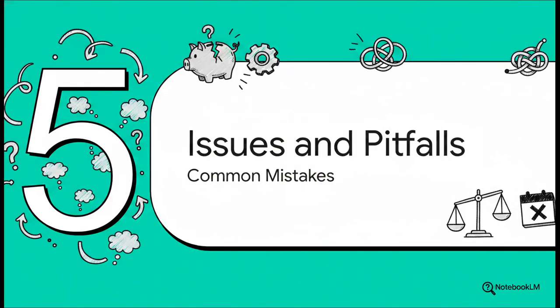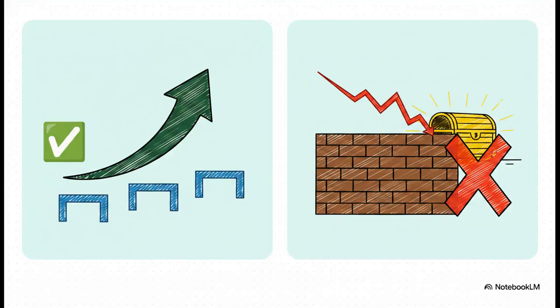Let's move over to Section 5 and talk about common issues and pitfalls. This is a massive trap, folks, and it closely mirrors the old Section 79A principles. The 2025 Act strictly prohibits you from setting off brought forward losses or unabsorbed depreciation against undisclosed income found during a search.